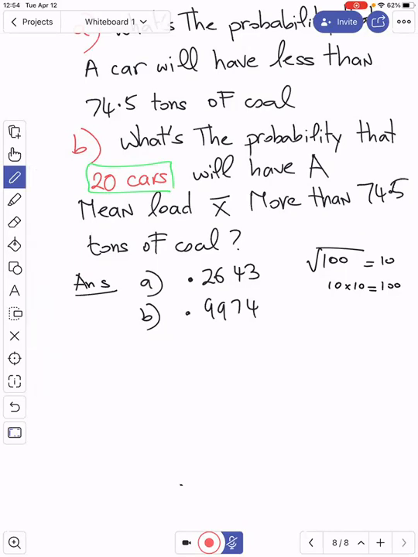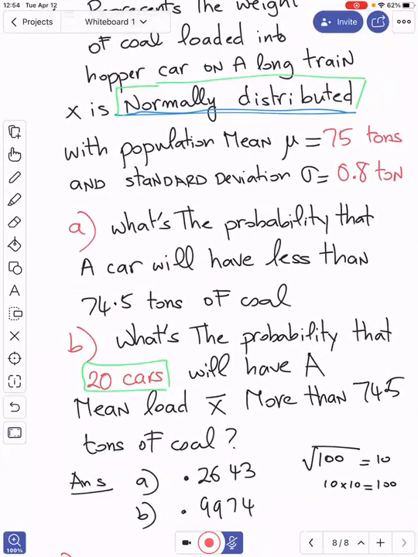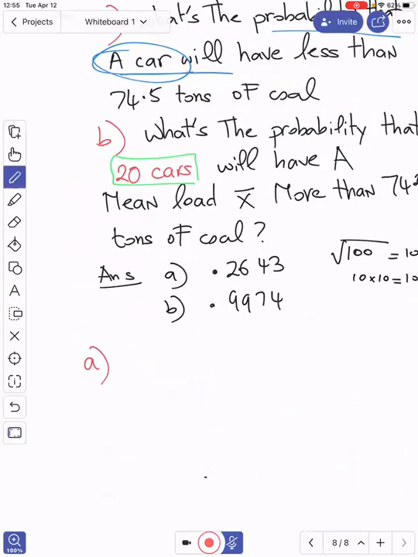All right, guys. So for part A, we're going to find the probability that a single car will have less than 74.5 tons of coal. When it's just one car, it's about X, not X bar. So that's the probability that X is less than 74.5.